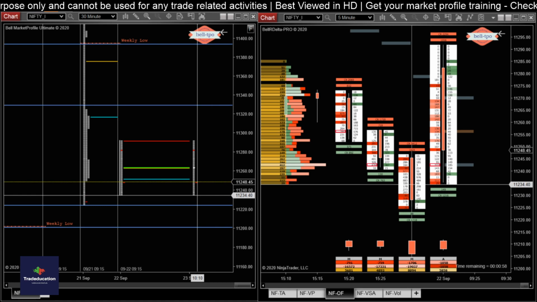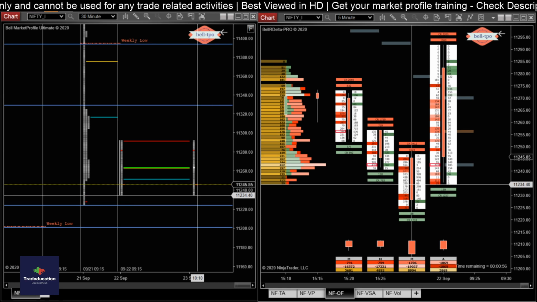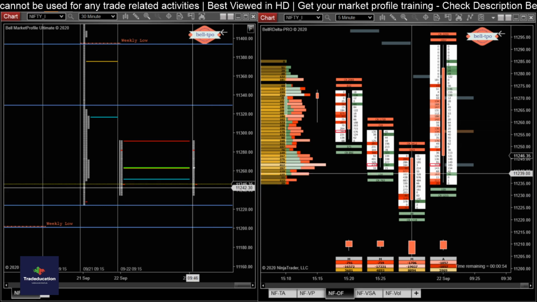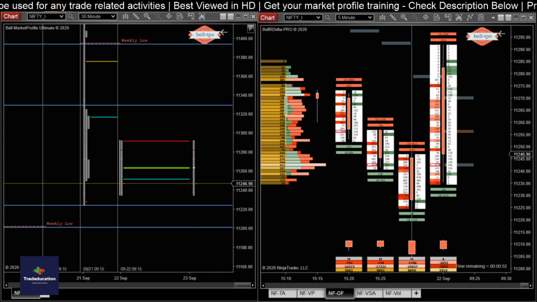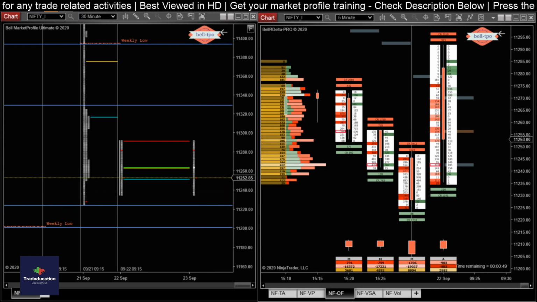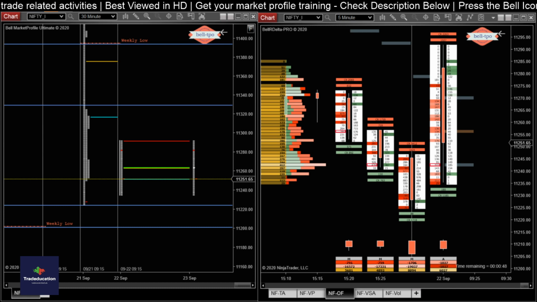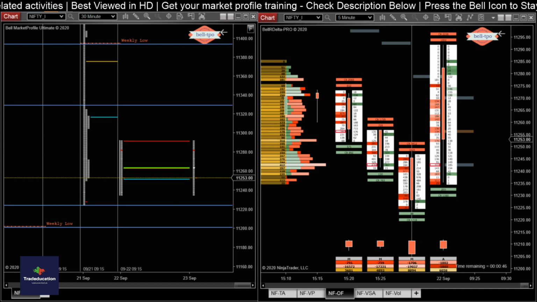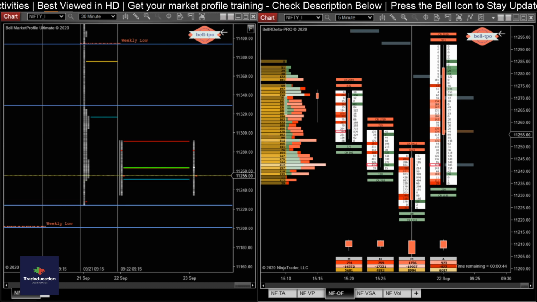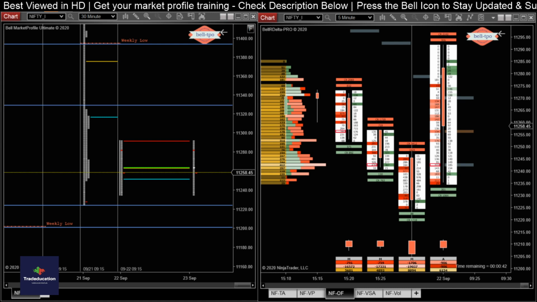So you have to understand who is buying here, why the auction halted here, and who is selling here. Always ask such questions before taking any trades. Are you seeing high confidence buyers or high confidence sellers? Which side do you think the weakness is there?